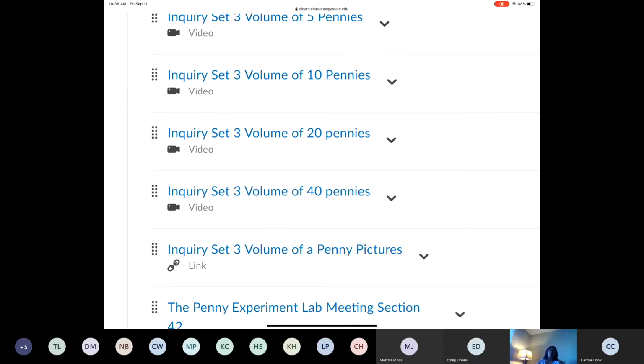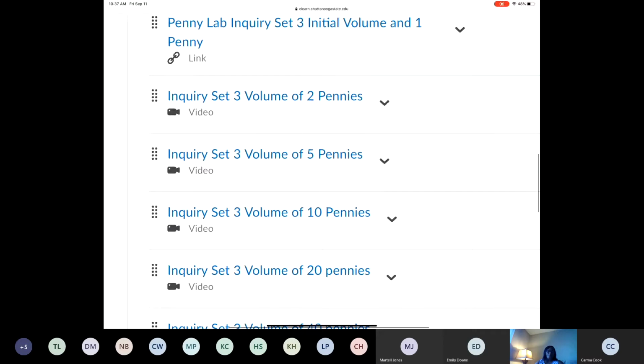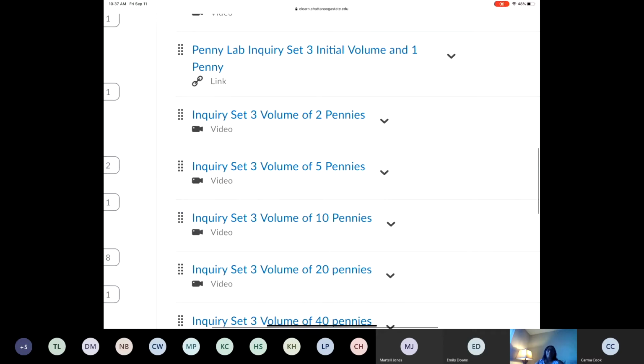And you can view the pictures of each step as well, or you could just view the pictures. I'm going to let you decide if you want to watch the videos and view the pictures or just view the pictures. Either way is fine. And then after you've watched your videos and viewed the pictures and you've determined the volumes after adding each set of pennies, then you'll be ready to go into your group meeting rooms and answer inquiry set 3 questions.